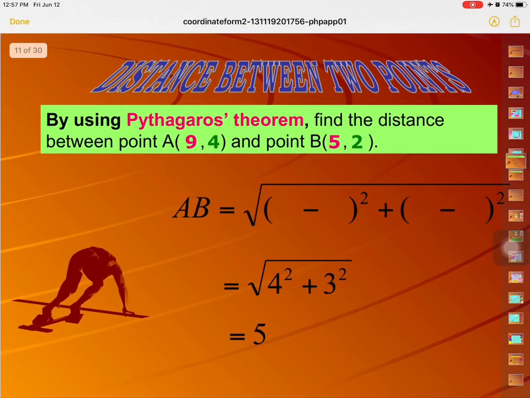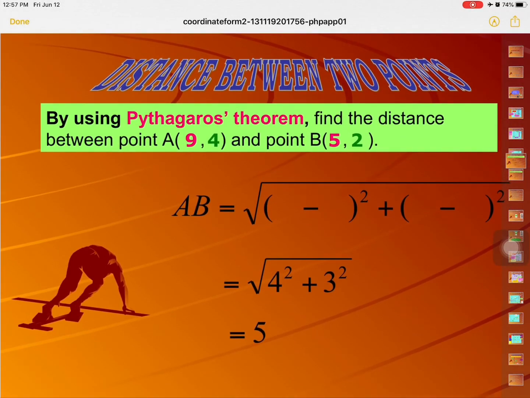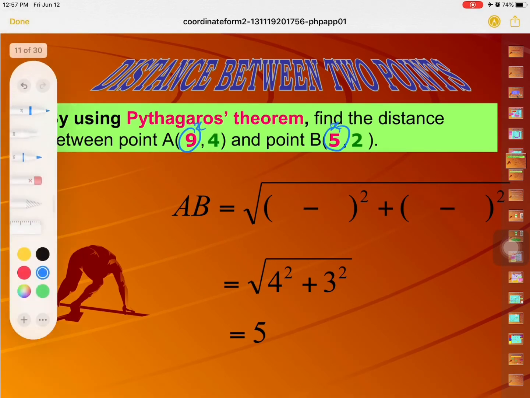Okay, so let's do this question together. Distance between 2 points. By using Pythagoras theorem, find the distance between point A (9, 4) and point B (5, 2). So in this case, let's try this. So this is X.